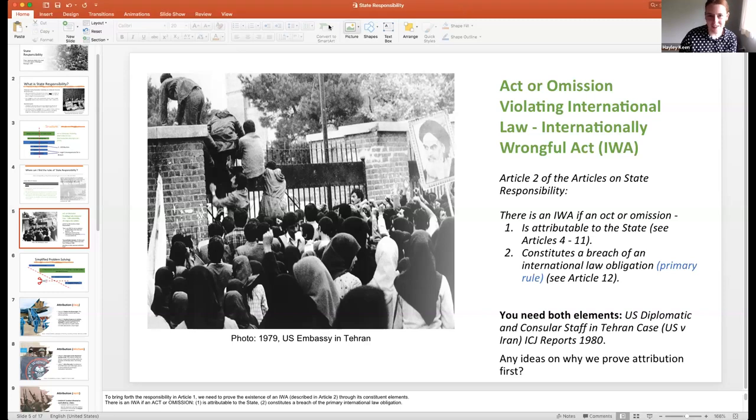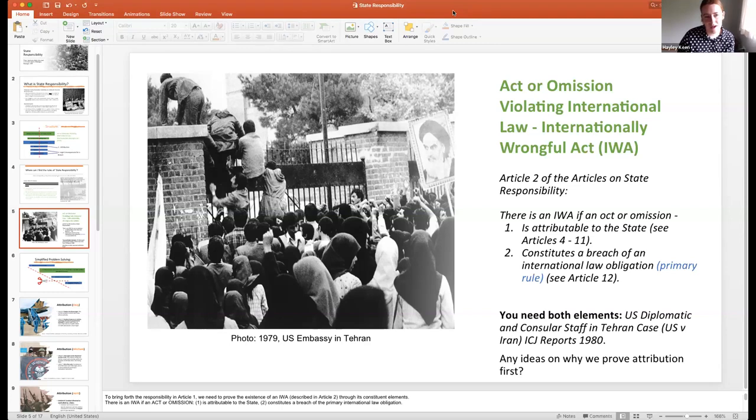Great. All right. So we will proceed to another important case, aside from the Nicaragua judgment, which is this case here, US diplomatic and consular staff in Tehran. Really interested to know if anyone can tell me a little bit more about this case. So I'll just do a little intro on why it's important. And then I'm going to ask two questions, so get thinking.